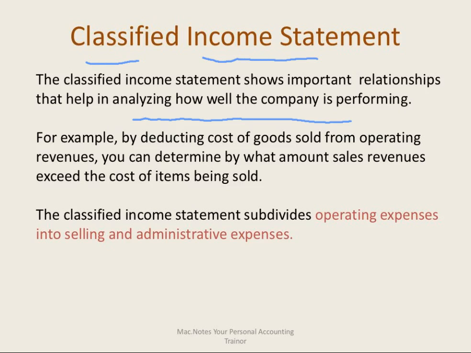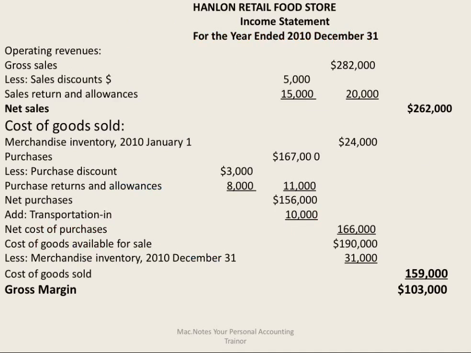For example, by deducting the cost of goods sold from operating revenue, you can determine the amount of sales revenue that exceeds the cost of the items being sold. So there are major sections in the classified income statement. Operating expenses are classified into those which are selling and those which are admin. For example, here, Hanlon Retail Store income statement for the year end 2012.